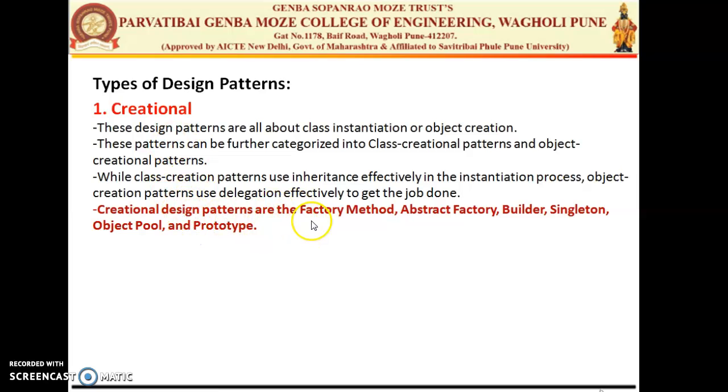We have certain examples of these creational patterns. The creational design patterns are further classified into the factory method, which is one pattern; abstract factory, which is another pattern; and builder, which is another pattern. Singleton, as we have seen previously, is one class, one object. The next one is the object pool, and the last one is prototype. So abstract factory, builder, singleton, object pool, and prototype are the different sub patterns under the creational pattern, which is totally related to object creation and class instantiation. Okay, we'll see these sub patterns later on.